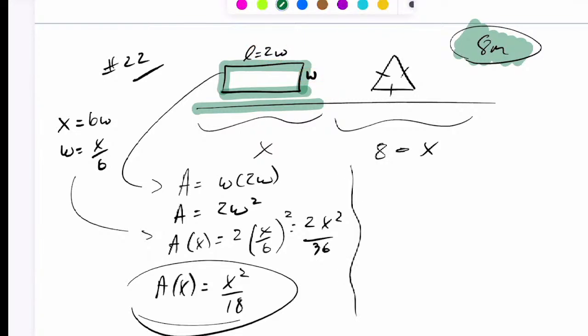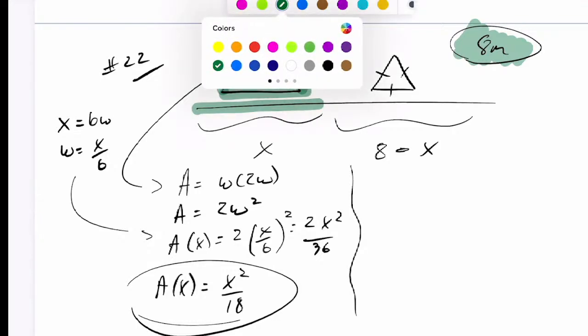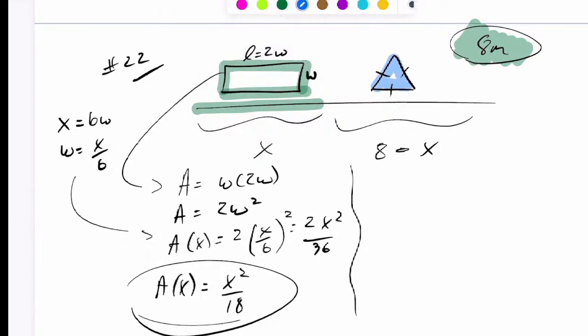I now have to calculate the area of this equilateral triangle.